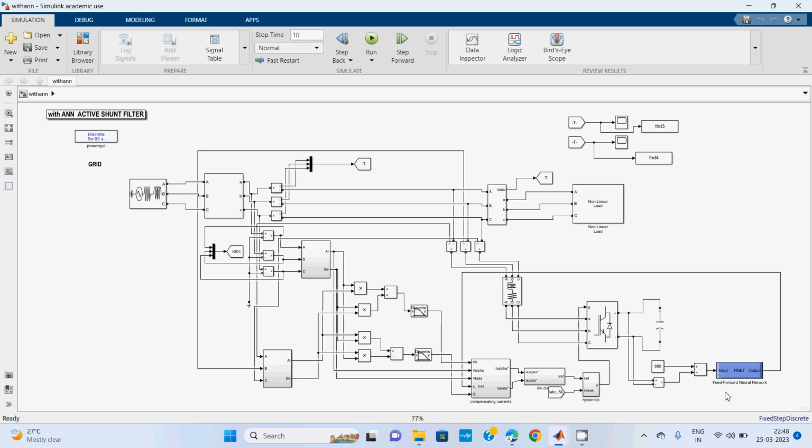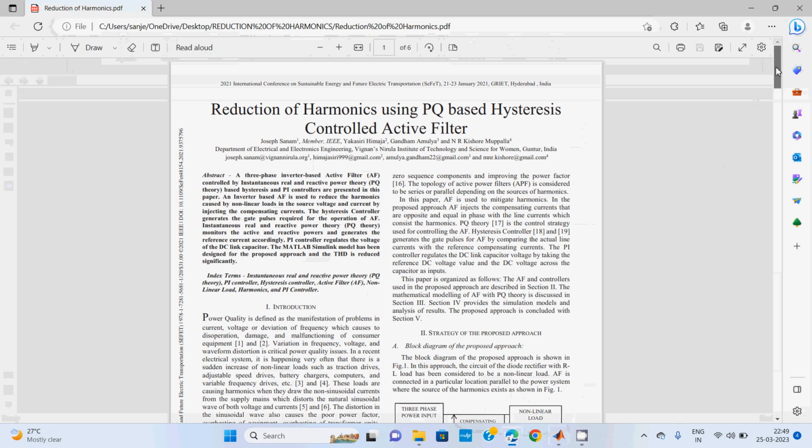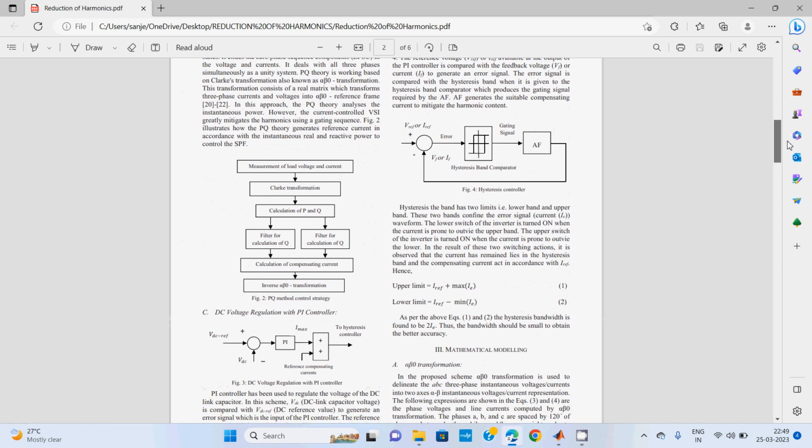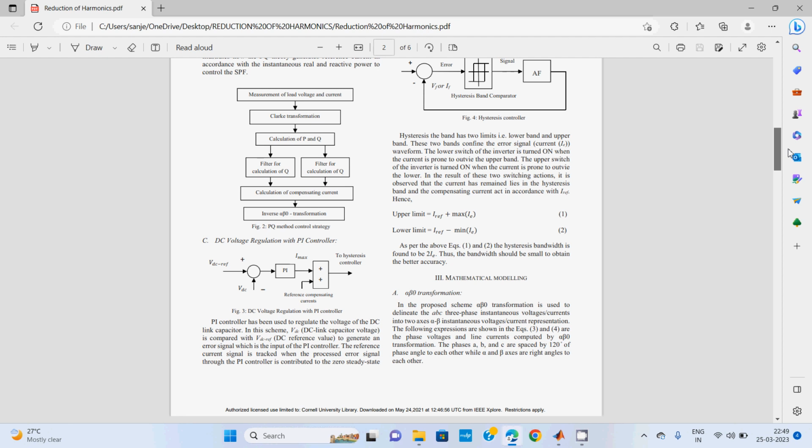So what is the main role of the PI controller and what is the role of the ANN controller? I will show you here. Before discussing the topic, we need to discuss the active filter. What is meant by active filter? I will show you here. In the base paper, they already mentioned the design of everything. Here we are regulating the DC voltage with the help of the PI controller in one case, and with ANN in another case. How we control the current is with the help of the hysteresis controller.